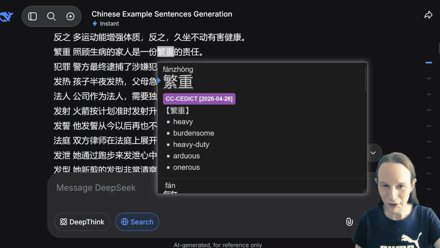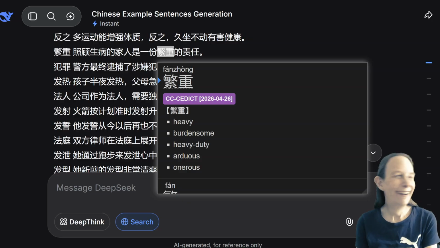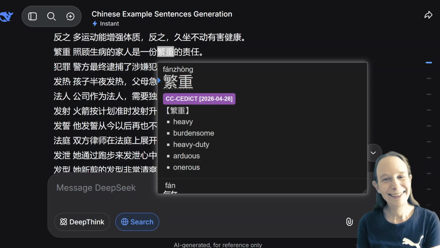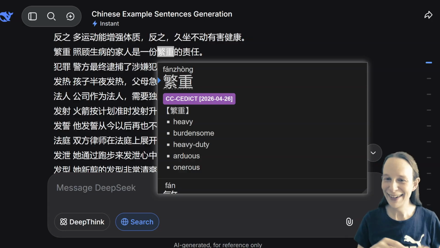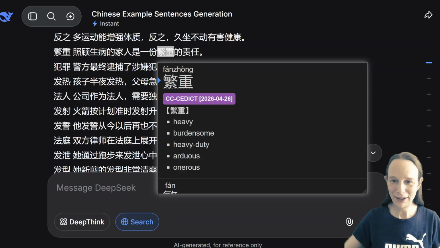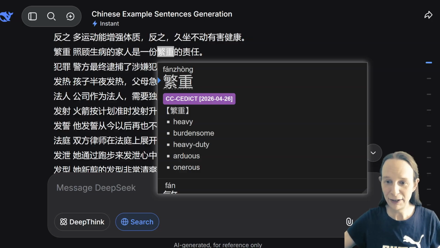It is 繁重. All right. Oh, hilarity. Chinese. Sometimes I want to take Chinese and throw it out the window. 繁重, heavy, burdensome, heavy duty, arduous, onerous. Onerous. That's a good one.